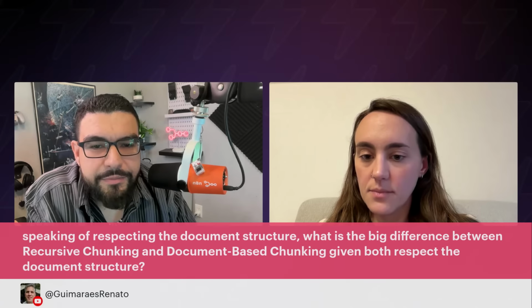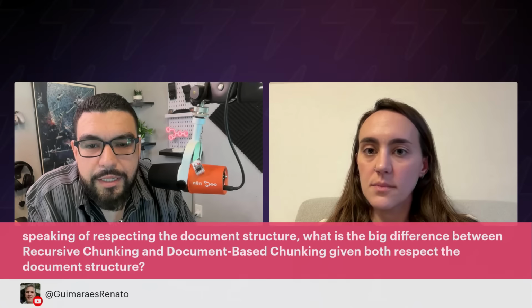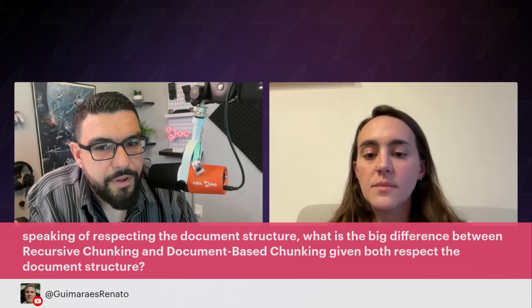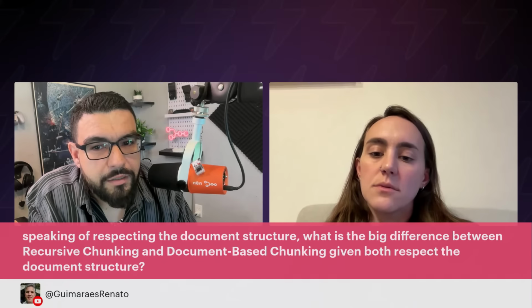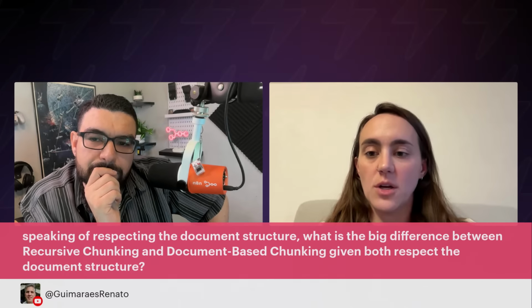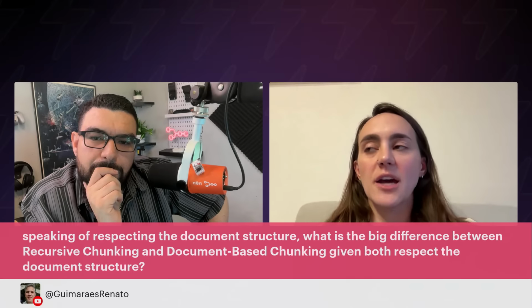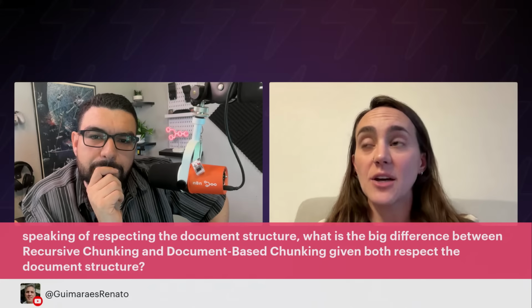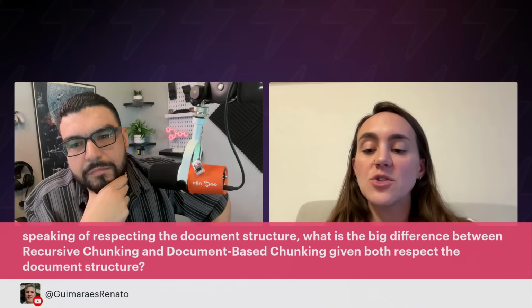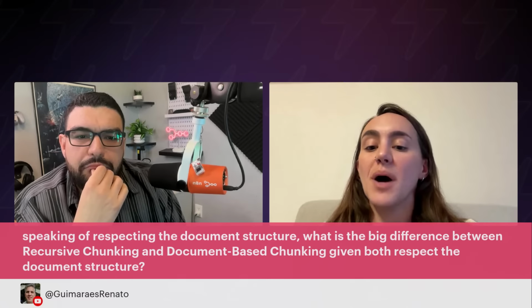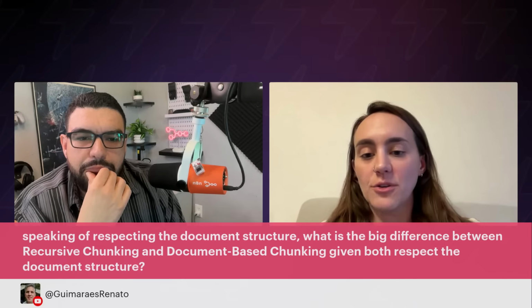All right, excellent. Let's move it along. Speaking of respecting the document structure, what is the big difference between recursive chunking and document-based chunking, given both respect the document structure? I think this is standards, right? It's what standard it's following to chunk as opposed to what it's chunking. Document-based chunking is still using the recursive chunking node, but there's an extra option where you can add the type of document you have. Well, not necessarily document, but coding language. You can specify, okay, this is in Markdown or this is in Python. That's giving you that extra functionality.